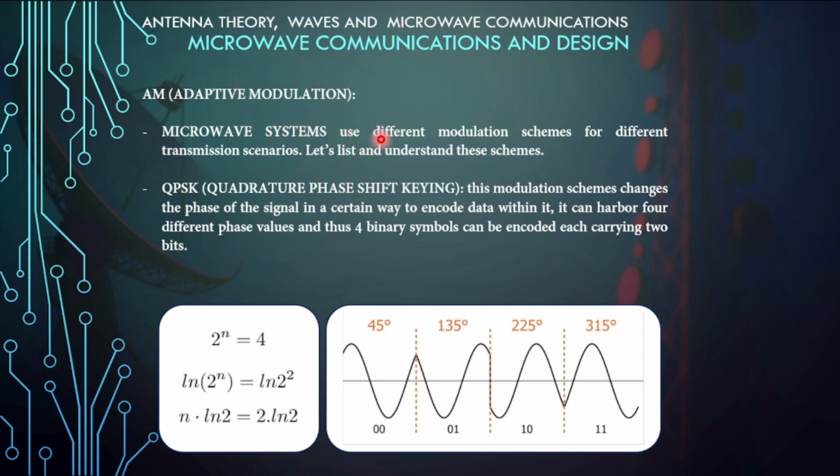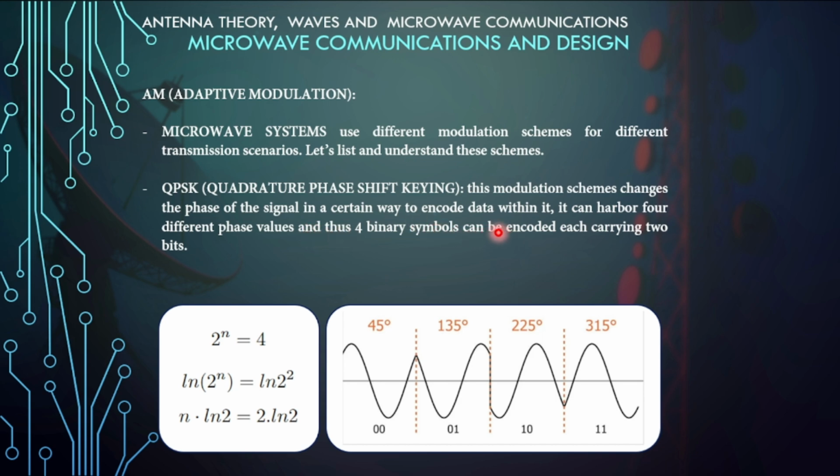So microwave systems use different modulation schemes for different transmission scenarios. Let's list and understand these schemes and how they work. Let's start with QPSK, or quadrature phase shift keying. This modulation scheme changes the phase of the signal in a certain way to encode data within it without touching the amplitude. So it can harbor 4 different phase values and thus 4 binary symbols that can be encoded with it.